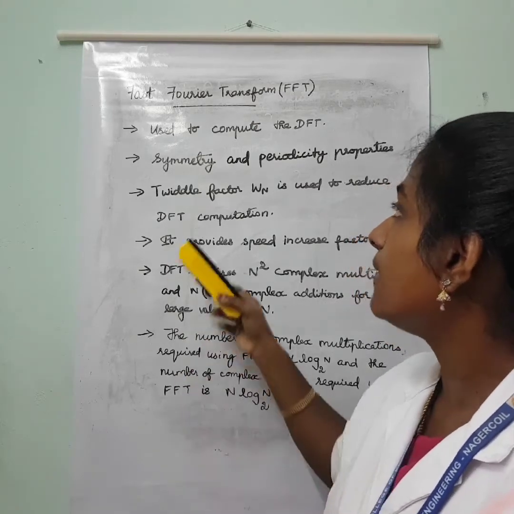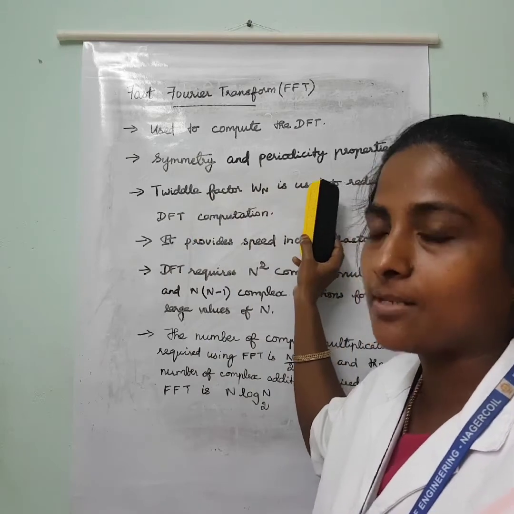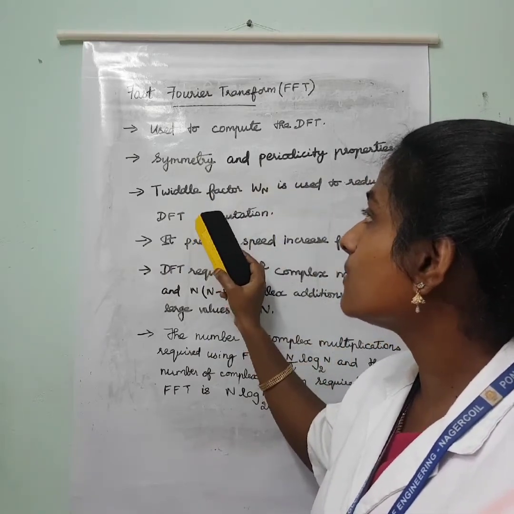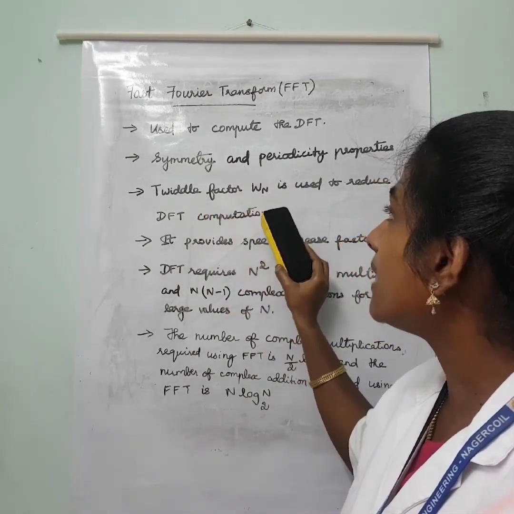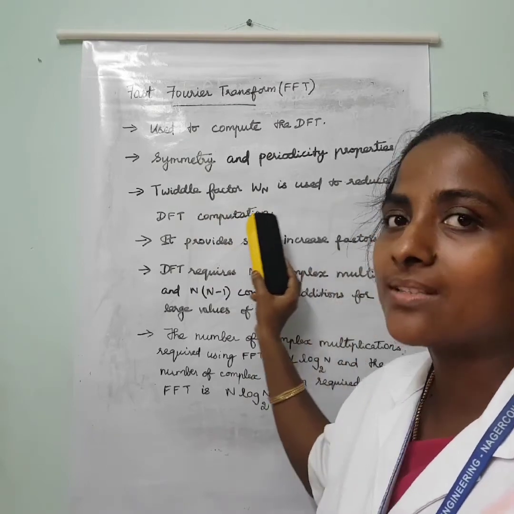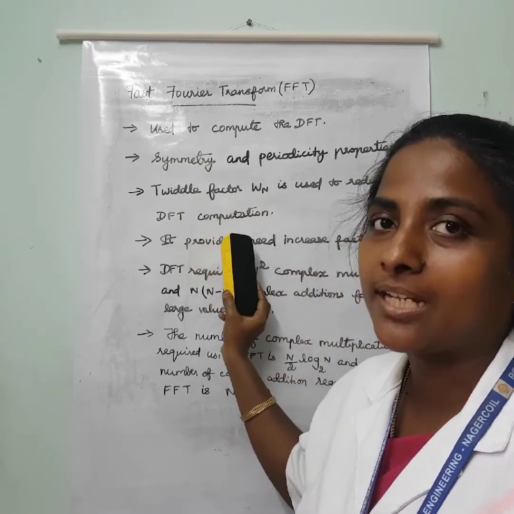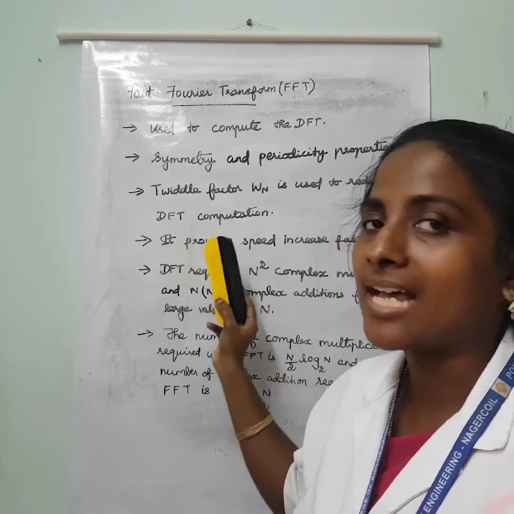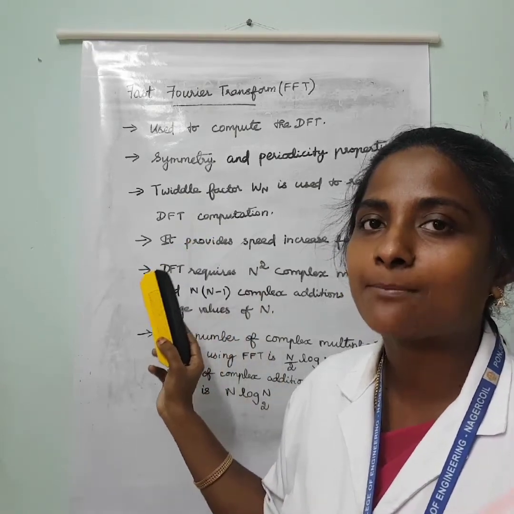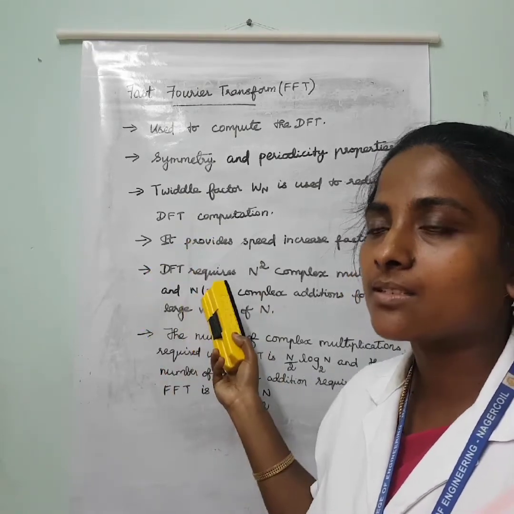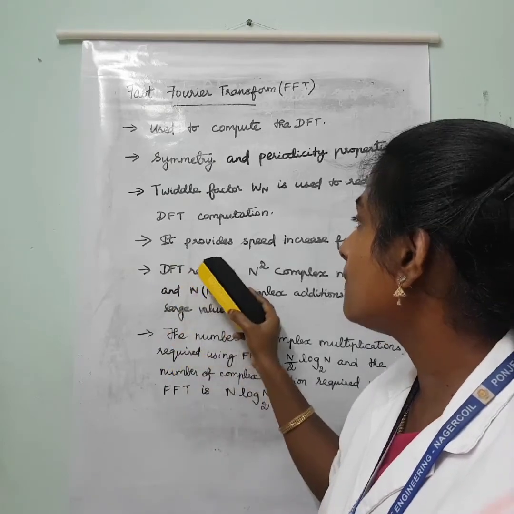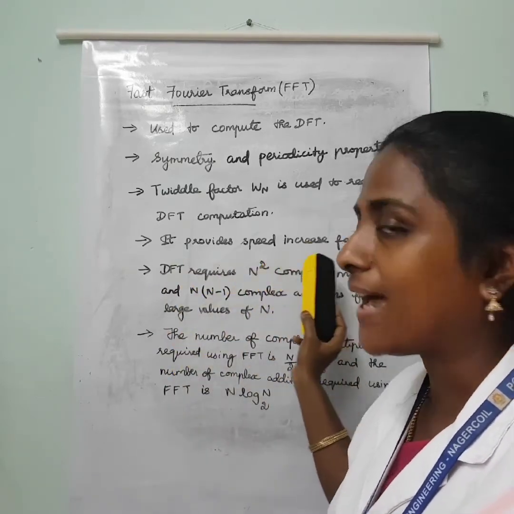It makes use of symmetry and periodicity properties. It also uses twiddle factor Wn, which is used to reduce the DFT computation. That is, complex additions and multiplications can be avoided by this fast Fourier transform. It also provides speed increase factors.